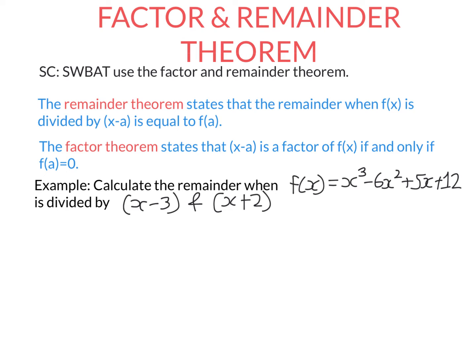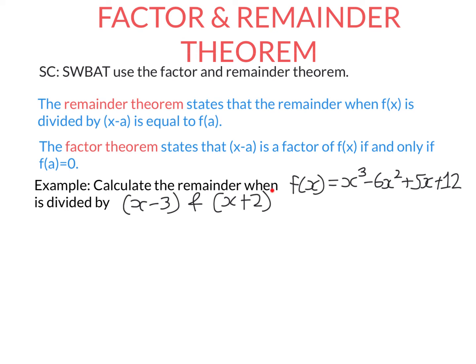So the remainder theorem says when you perform that division, the remainder will be equal to f of a. As a consequence of this, x minus a is a factor of f(x) if and only if the remainder is equal to 0. We'll explain a bit more what that means in a second, but let's just go through this example first.